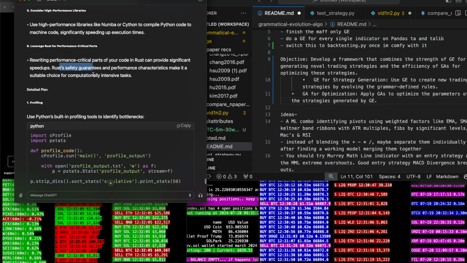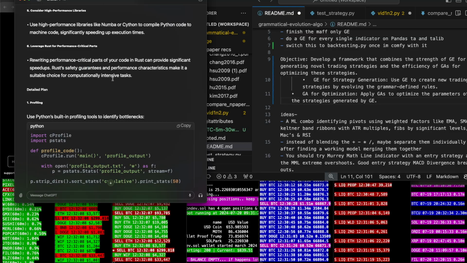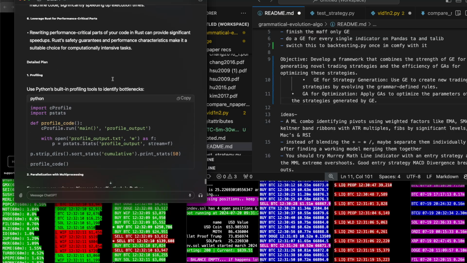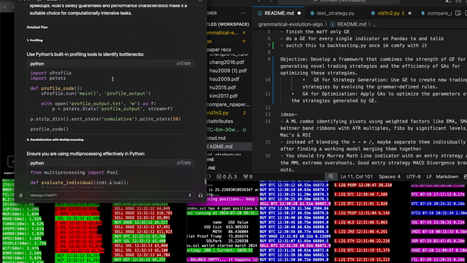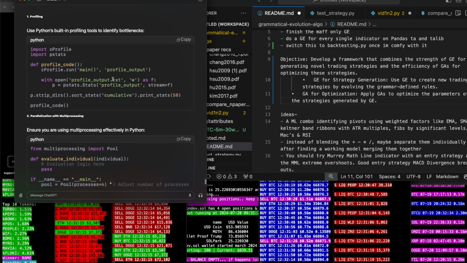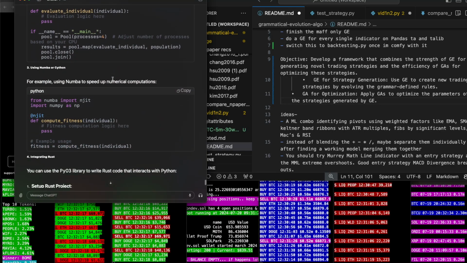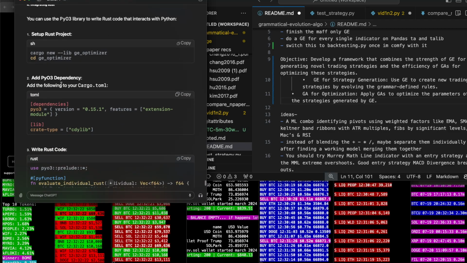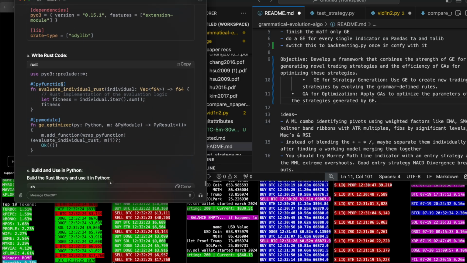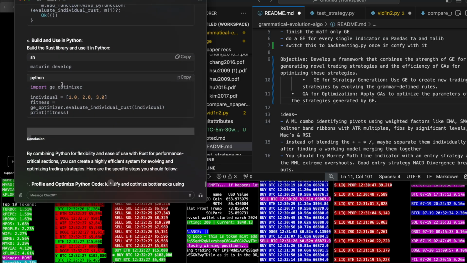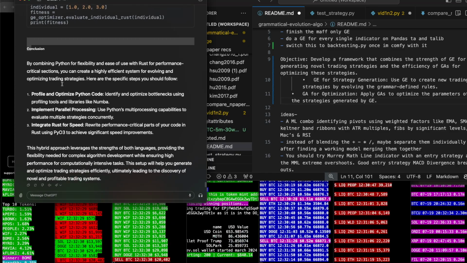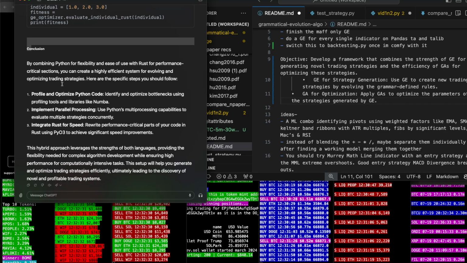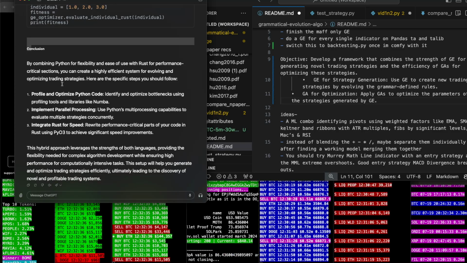Rust's safety guarantees and performance characteristics make it a suitable choice for computationally intensive tasks. Set up a Rust project. Write code in Rust. So by combining Python for flexibility and ease of use with Rust for performance critical sections, you can create a highly efficient system for evolving and optimizing trading strategies.